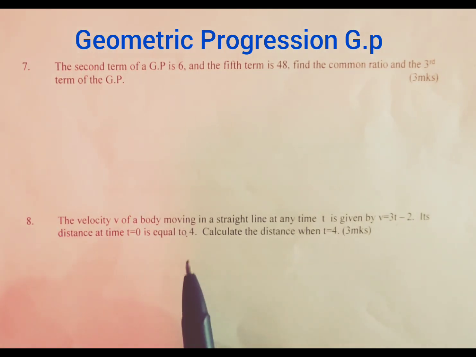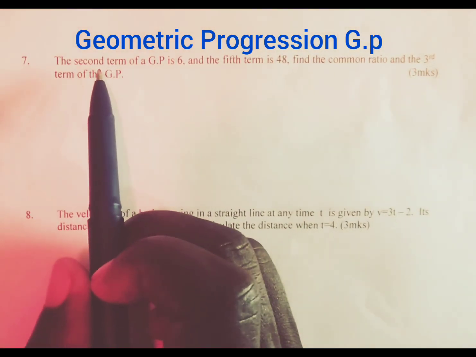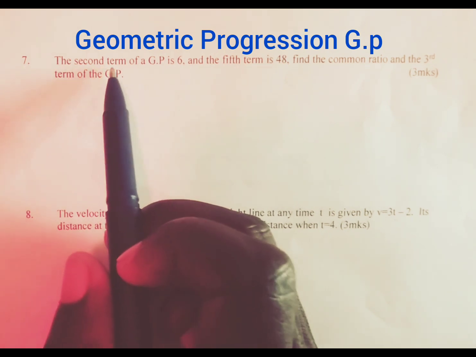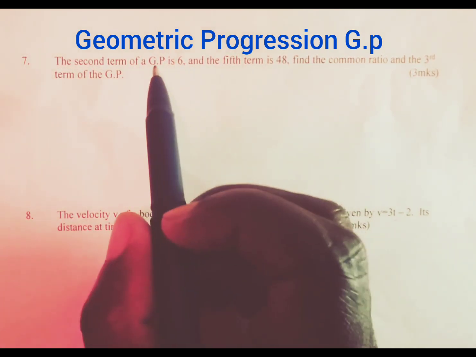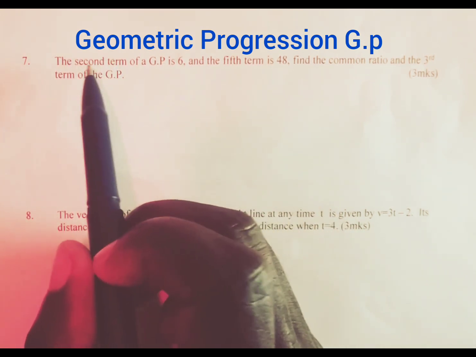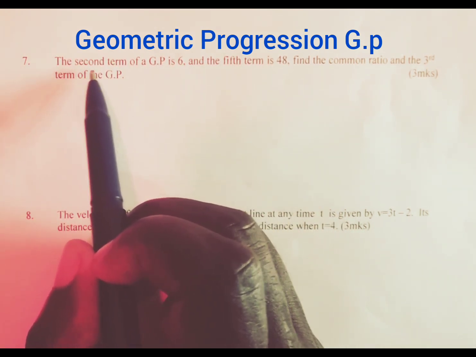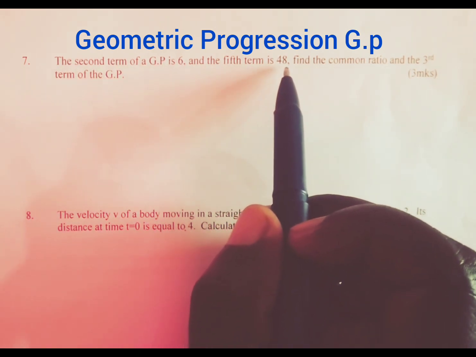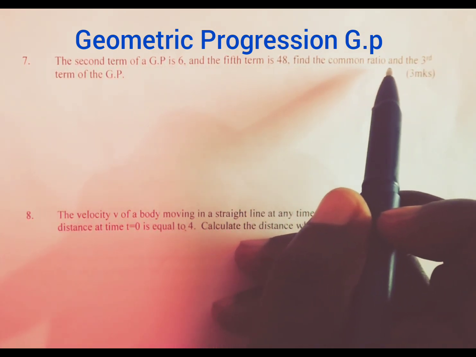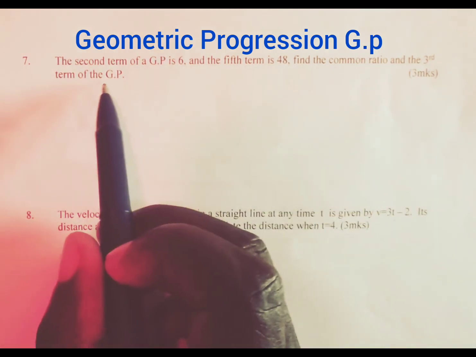Welcome to the discussion. We are looking at a question on sequences and series, geometric progression. The question we have reads, the second term of a GP is 6 and the fifth term is 48. Find the common ratio and the third term of the GP.